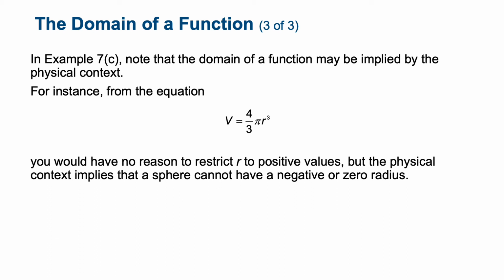So, just one more thing. Remember that the domain can also be determined by the physical context. For example, for this function, the equation itself would let r be negative. But because it's a volume, and the radius is the distance away from 0, a sphere can't really have a negative or a 0 radius. I guess it would just be 0 if you let it be 0.